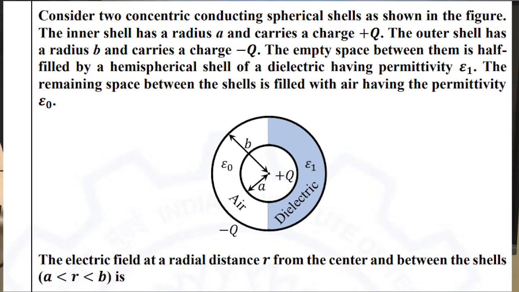Consider two concentric conducting spherical shells as shown in the figure. The inner shell has radius A and carries a charge plus Q. The outer shell has radius B and carries the charge minus Q. Let me draw my diagram.